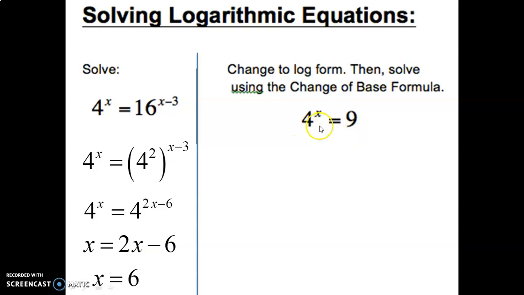For example, in this one, there's no way to make that have a common base. Obviously, a 4 here, a 9 here. This could be 2 squared, of course. This could be 3 squared. But still, those bases are not the same. So in this case, we're going to use logs.